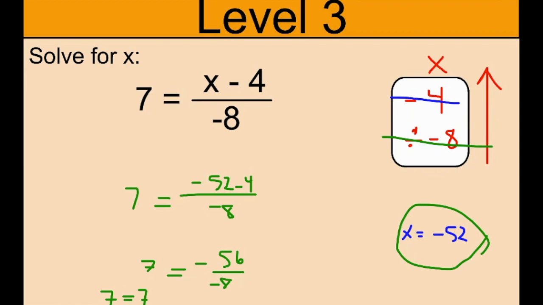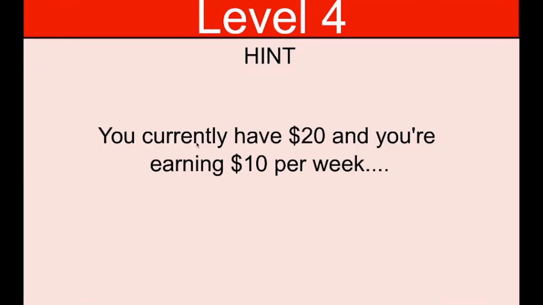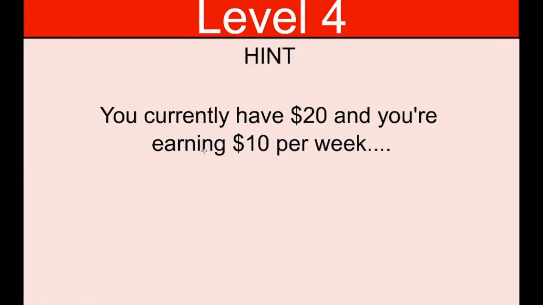All right, on this homework assignment, you're going to have a level 4 question. I'm not going to tell you how to do the level 4 question, but I'm going to give you a good hint. Your question is going to say something like, you currently have $20 and you're going to earn $10 per week. And I think I gave you a variable. Let's say the week is W.